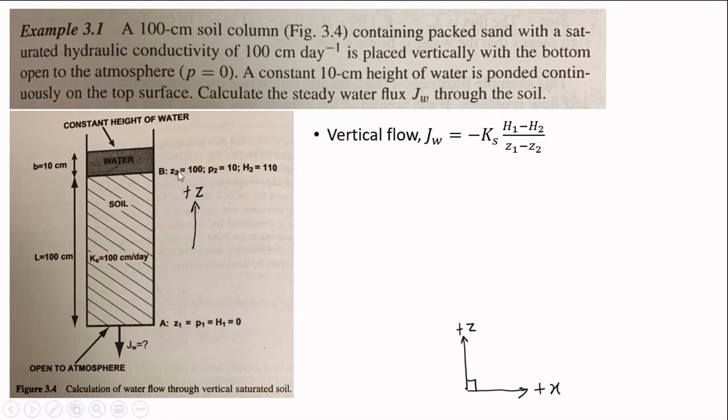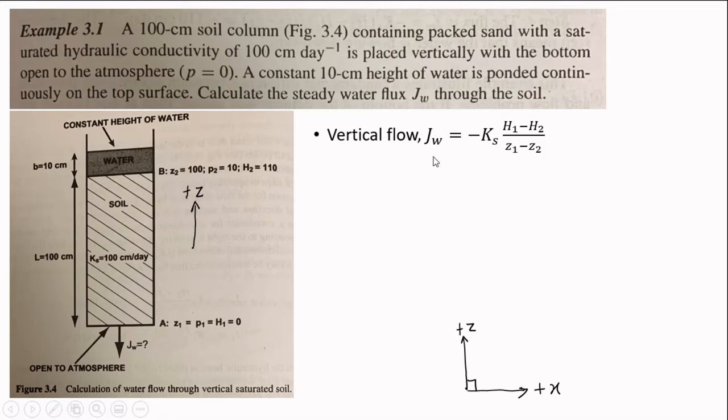And if you look at z2, z2 is 100 centimeter above z1. So z2 obviously is 100 centimeter, because the length of the column is 100 centimeter. And p2 is the pressure due to water at this point, and here it is 10 centimeter. Of course h2 is the sum of p2 plus z2. Here we get 10 plus 100, which is 110 centimeter. So with this information, you can calculate the vertical flow by using this equation.